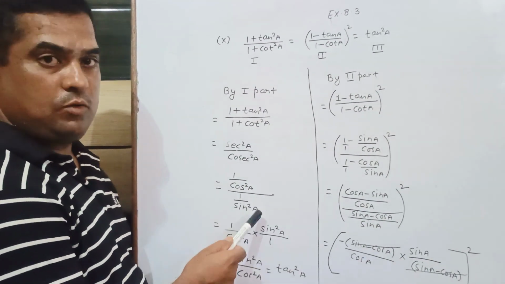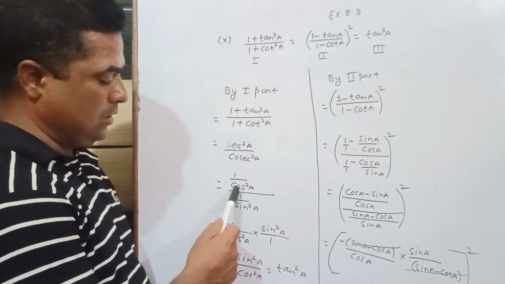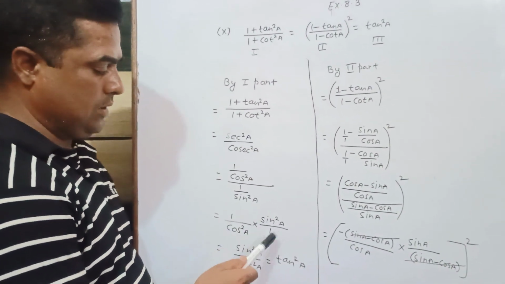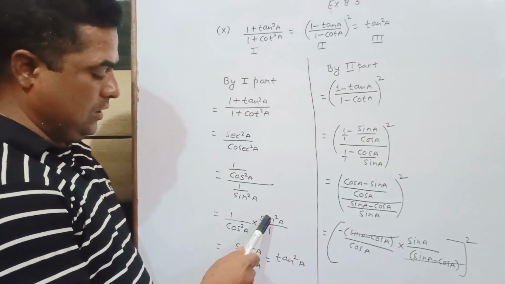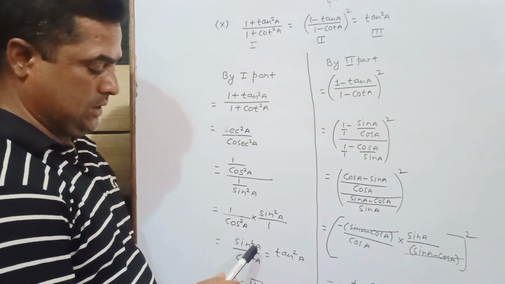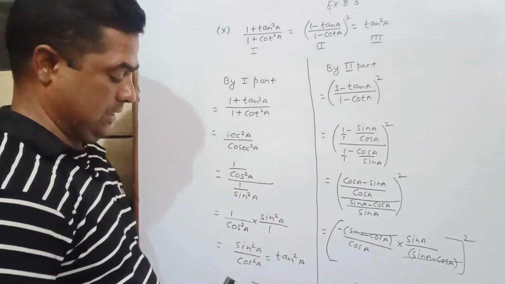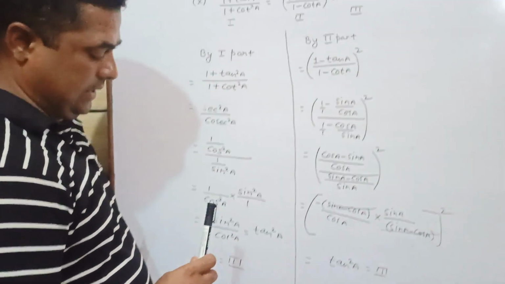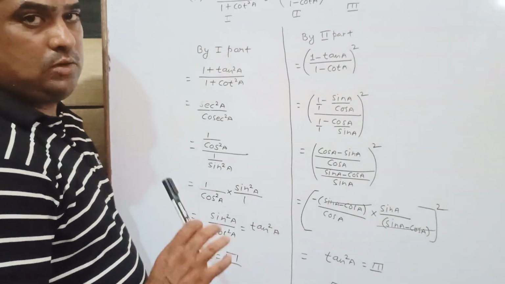Now we have fraction upon fraction. We can take reciprocal of this fraction. Numerator 1 upon cos square a, denominator 1 upon sin square a. 1 into sin square a, this is sin square a, cos square a into 1, cos square a, sin upon cos, this is tan square a. So we can see here this is your third part, tan square a. So first part equals to third part.